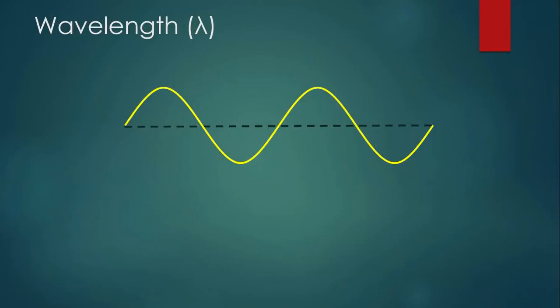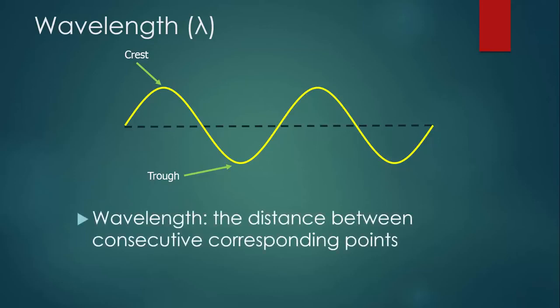Before we go any further, let's introduce a couple of terms that will help us describe the different parts of a transverse wave. The peaks of a transverse wave we'll call crests, like the crest of a hill. The valleys of a transverse wave we'll call troughs, kind of like the thing a pig eats out of, a trough. So with that terminology in mind, we can say that the wavelength of a wave is the distance between consecutive corresponding points. Wavelength, being a length, is measured in meters.